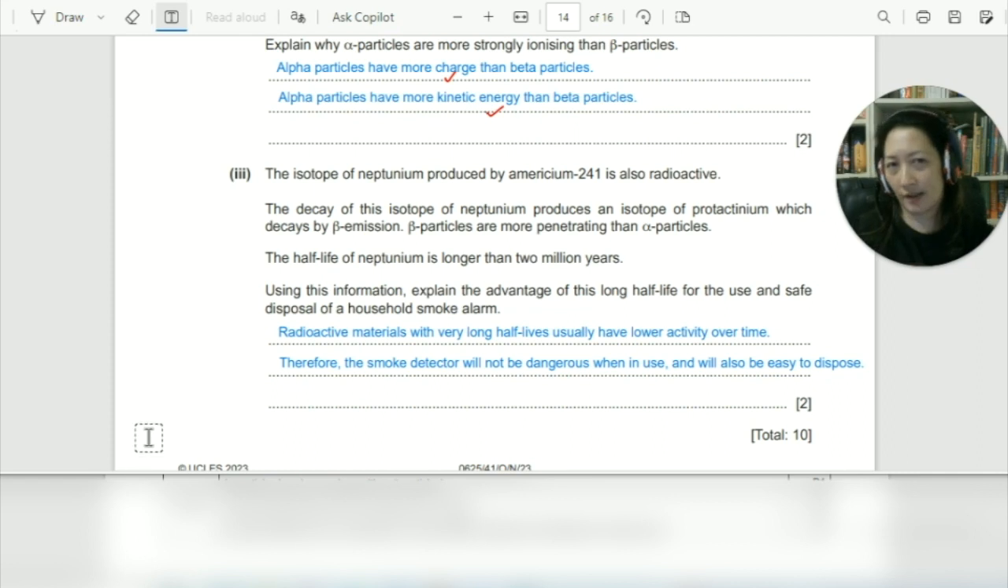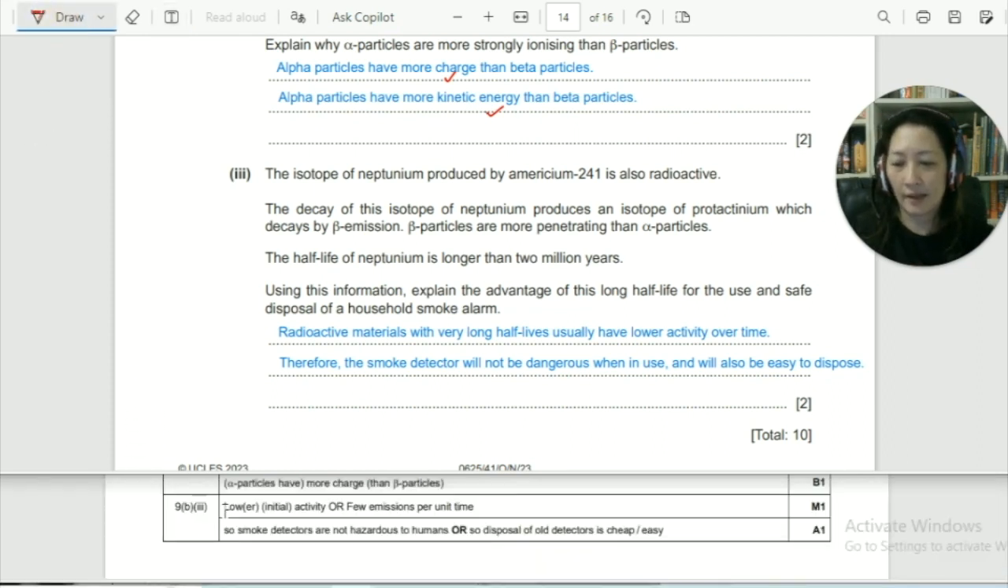Let's have a quick check against the mark scheme. Okay, so lower initial activity or fewer emissions per unit time. That's what we've said here, lower activity. And it's not dangerous because it's not hazardous, so kind of the same meaning. And also the disposal is easy. I've given myself 3 ticks here, but if you look at the mark scheme, you can see that for the second statement, it's either or. So writing that smoke detectors are not hazardous or that the disposal is easy will give us 1 mark. And the other mark is, of course, for the lower activity, and that's how we get the 2 marks for this question. And that's how you solve question 9.